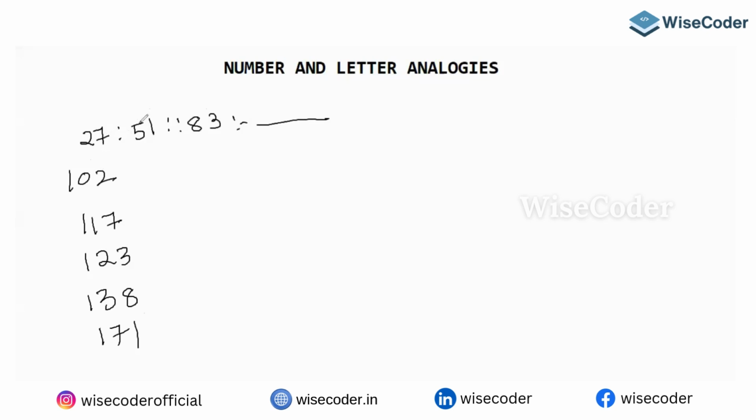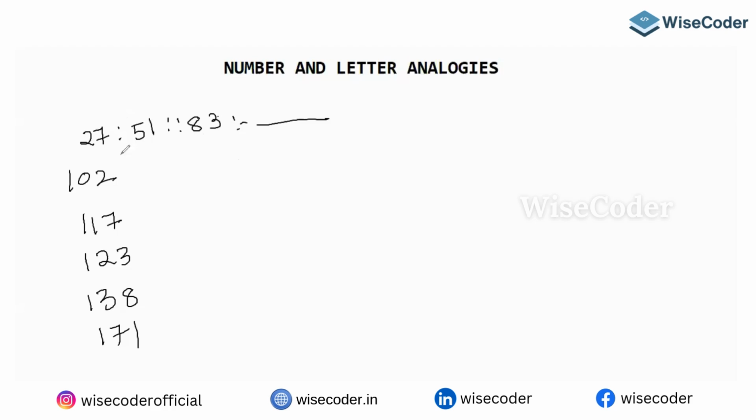27, is it any multiple? Let's take 3. No, it's not a multiple. Let's check the difference. How much do I need to add to get 51? I need to add 24. Add 24 here: 107. Is 107 present in your options? No. That's why they always do not simply give the plus logic. Then what logic is involved? Think about it.